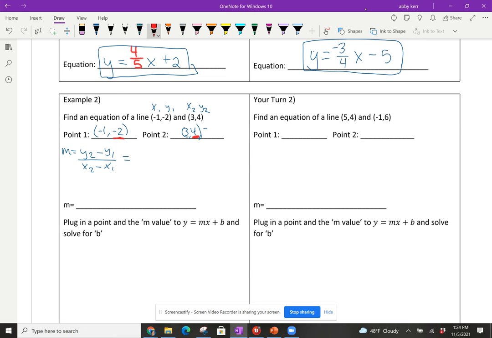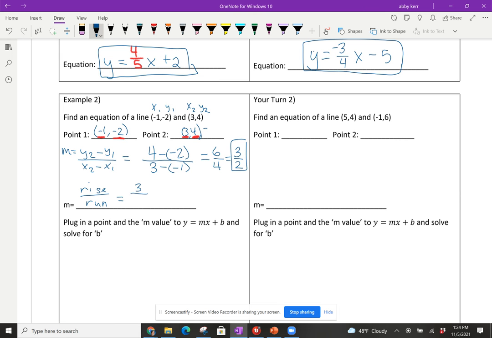Y2 minus y1. So 4 minus a negative 2. My x2 minus my x1. So 3 minus negative 1. And you want to simplify that. That's going to get you 6 over 4, which is going to be 3 over 2. So that's really my rise over my run.